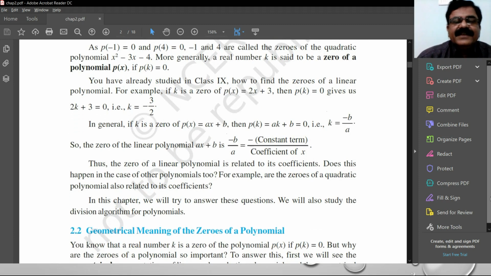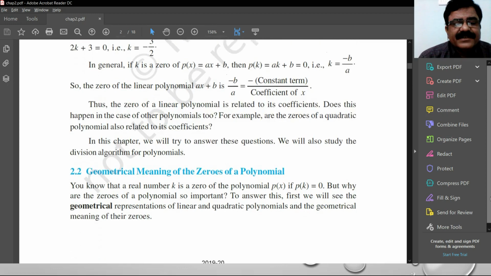And you can see one polynomial, ax + b. This is a linear polynomial and we find that x = -b/a, that is, minus the constant term by the coefficient of x.